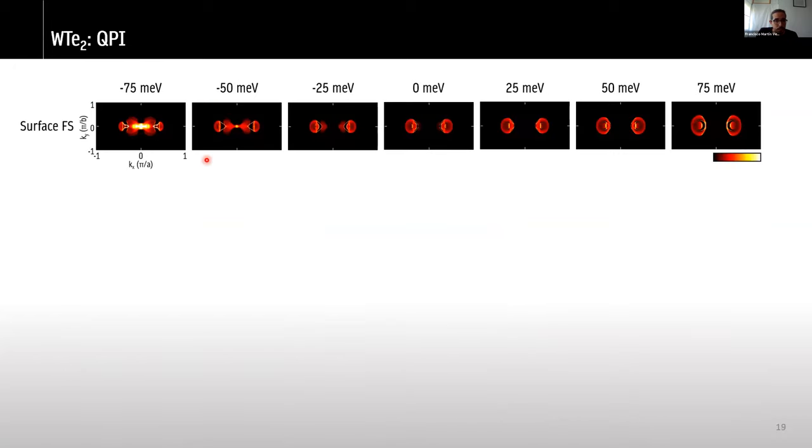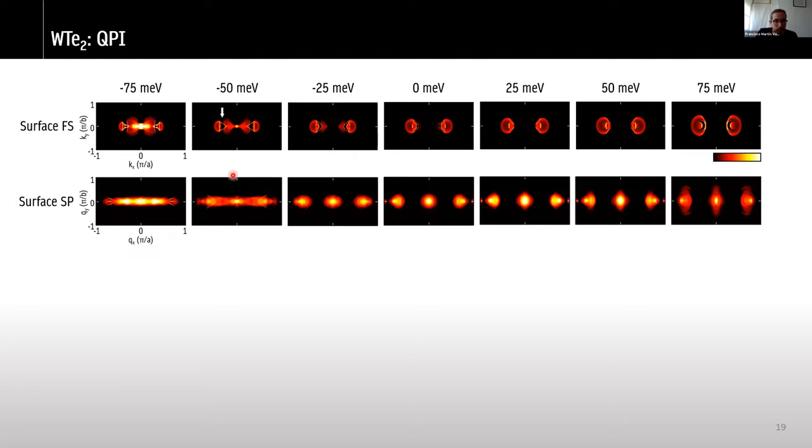We can try to see now what happens with the surface state, because surface calculations predict an arc-like surface state connecting the projection of the electron pocket and the hole pockets into the surface. And from these spectral density maps, we can calculate the scattering probability maps, and this is what we get. The scattering of one arc with itself produces this cross-shaped pattern in the center of the map, and the scattering of one arc with the other one produces this arc-shaped pattern from the center.